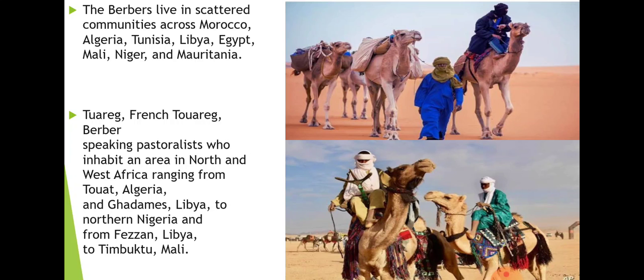Now the next one is Tuaregs, or the French Touareg, Berber speaking pastoralists who inhabited an area in North and West Africa. So Tuaregs live in the area of North and West Africa, from Tout, Algeria, Ghadames and Libya to northern Nigeria, and from Fezzan, Libya to Timbuktu, Mali. So these are the places where the Tuareg community lives.